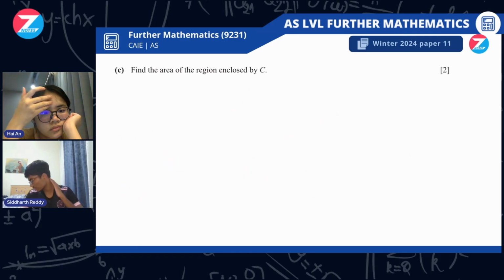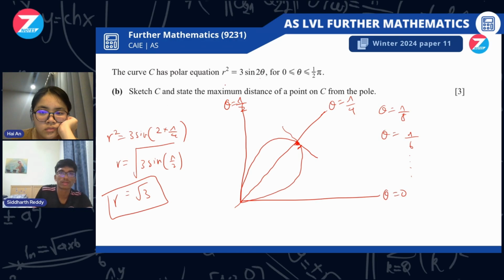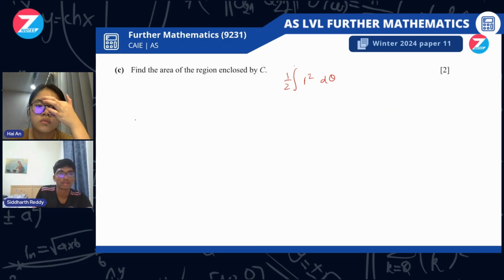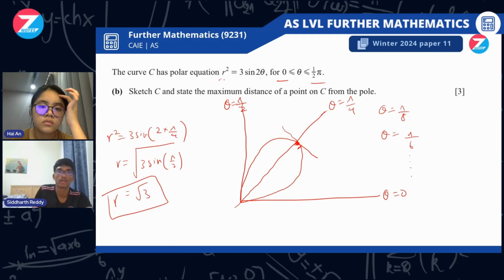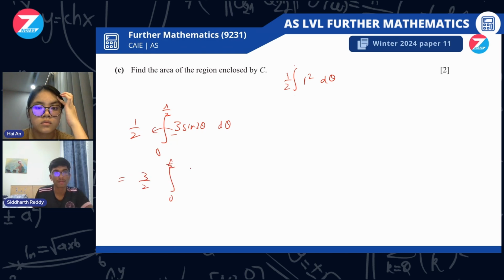Find the area of the region enclosed by C. For that, the area of a polar graph is given by half of the integral from whatever the bounds of integration are, of r square d theta. In this case, we are integrating from 0 to pi by 2. So we'll take half times the integration from 0 to pi by 2 of r square, which is 3 sine 2 theta. 3 is a constant, we can bring it outside. So we get 3 by 2 times the integral from 0 to pi by 2 of sine 2 theta d theta.